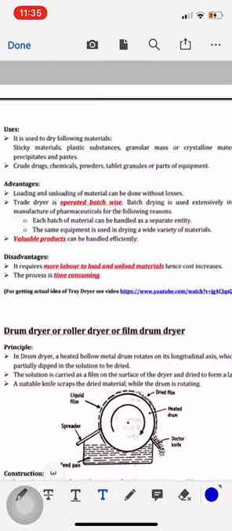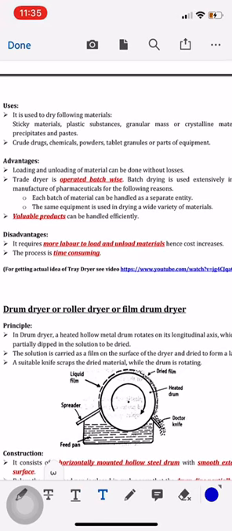The next is uses. You can use it for the drying of sticky materials or plastic materials or granular mass, means granules, or crystalline substances or precipitates, anything you can dry. Crude drugs can also be dried. Chemicals, powder, tablet granules, parts of equipment, all these products can be dried very easily.